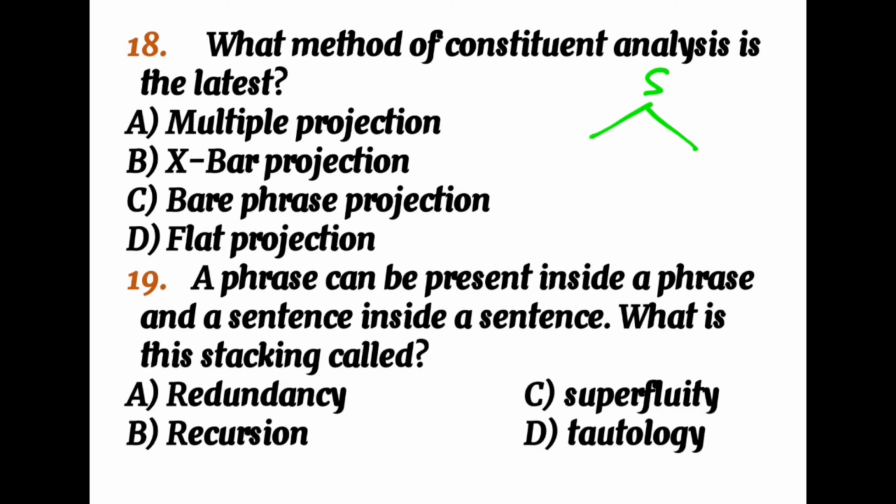So the question was, what is the latest method? Multiple projection or flat projection. Alpha and beta both are the same, which means they cannot be correct because there is no option that accommodates both alpha and delta. X bar projection is definitely quite late but not the latest, so again it is not the correct option. The correct option here is bare phrase projection. We will not go into the details of bare phrase projection. That is just a piece of information for you.